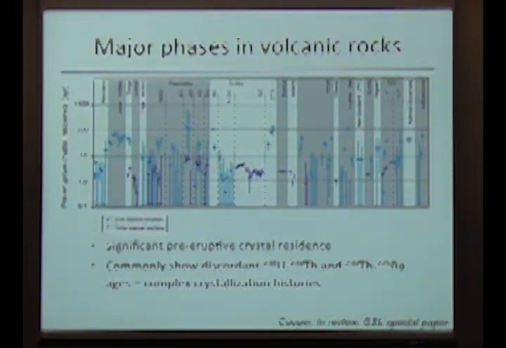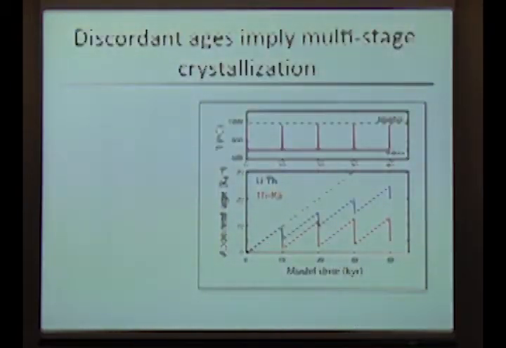secular equilibrium. But there is still, if you look in detail between, say, for example, the thorium ages and the radium ages of the same samples, they commonly show discordant uranium-thorium ages and radium-thorium ages. All right, so that indicates a complex crystallization history for the minerals. And here's how that works.